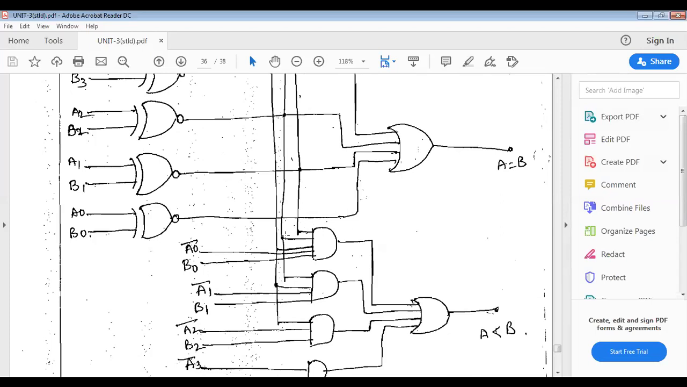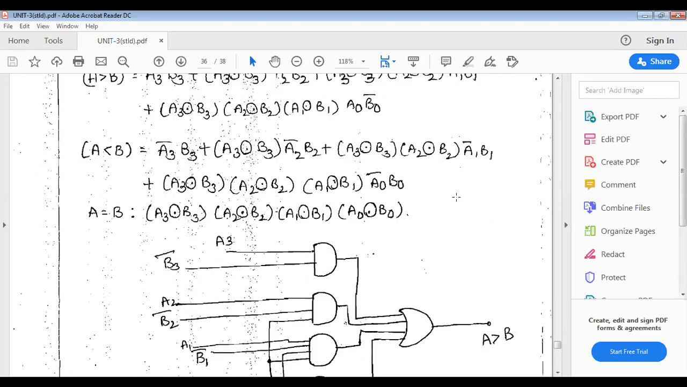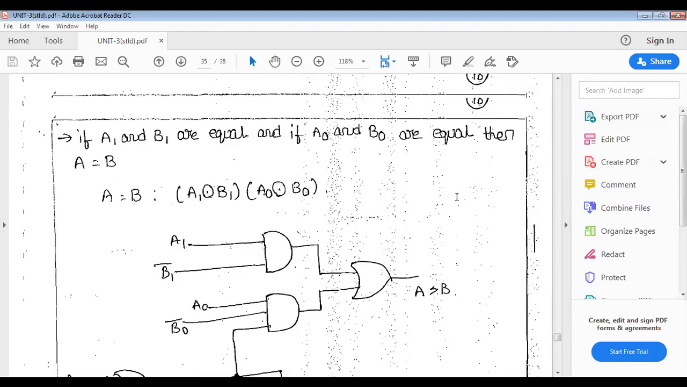3 inputs, A3, B3, A2, B2, A1, B1, and A naught bar and B naught. All these outputs are connected to an OR gate to get A less than B. This is the total logic diagram. Inside it is the block diagram that we have.